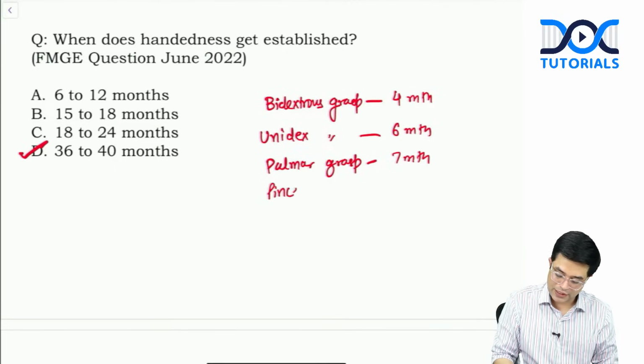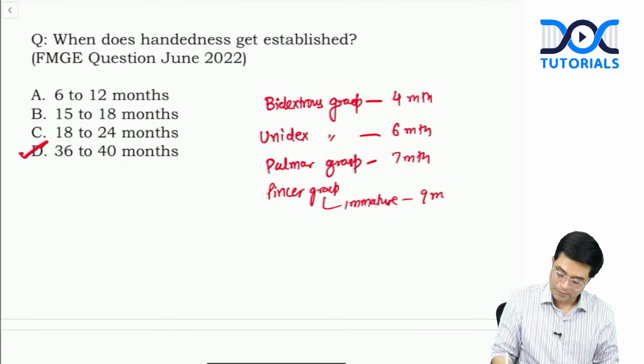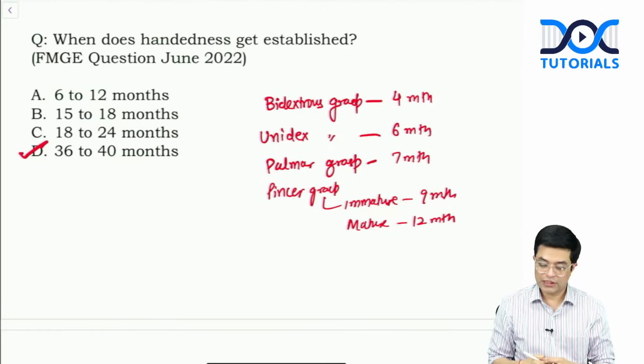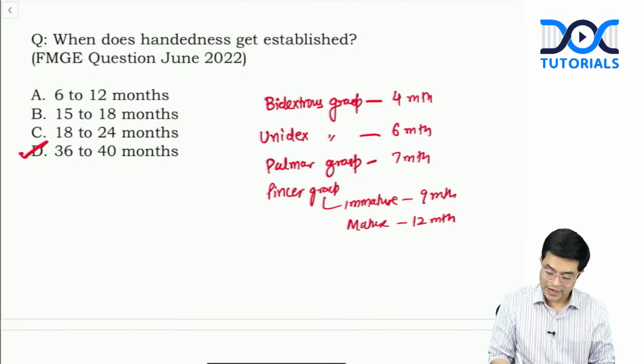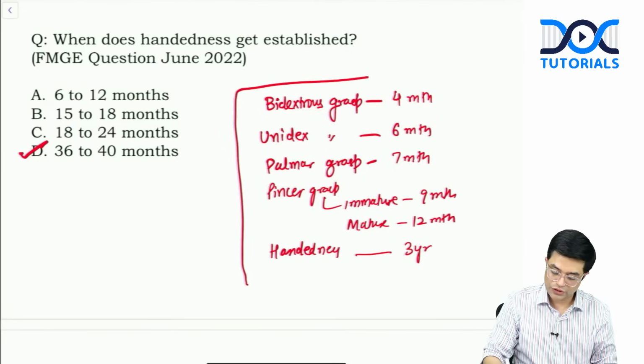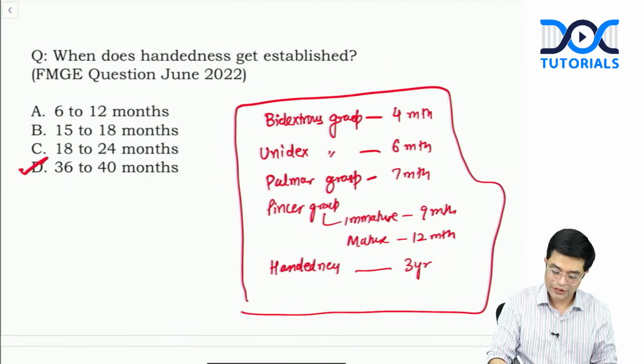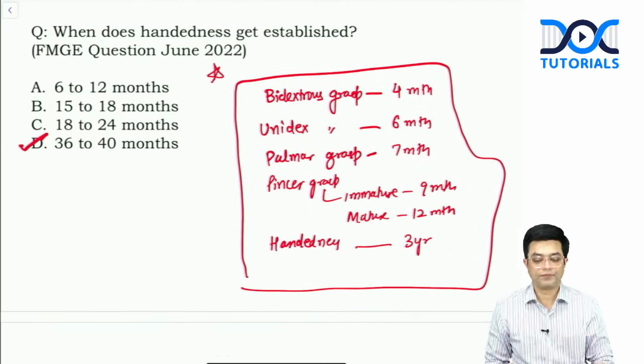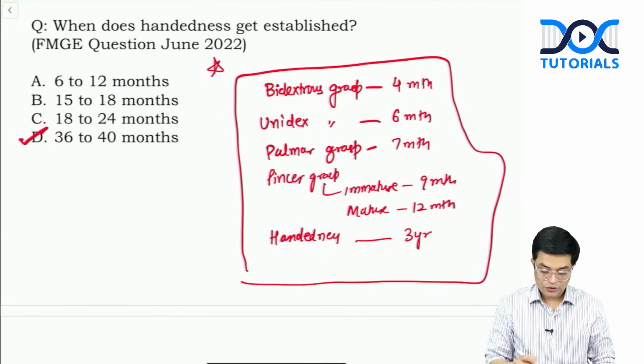Pincer grasp comes at, immature one comes at 9 months, mature one comes at 12 months, right? And handedness gets established at 3 years. So, a grip and usage of grip से related points हैं, which are very, very important for your exam. So, you can add these to your notes.